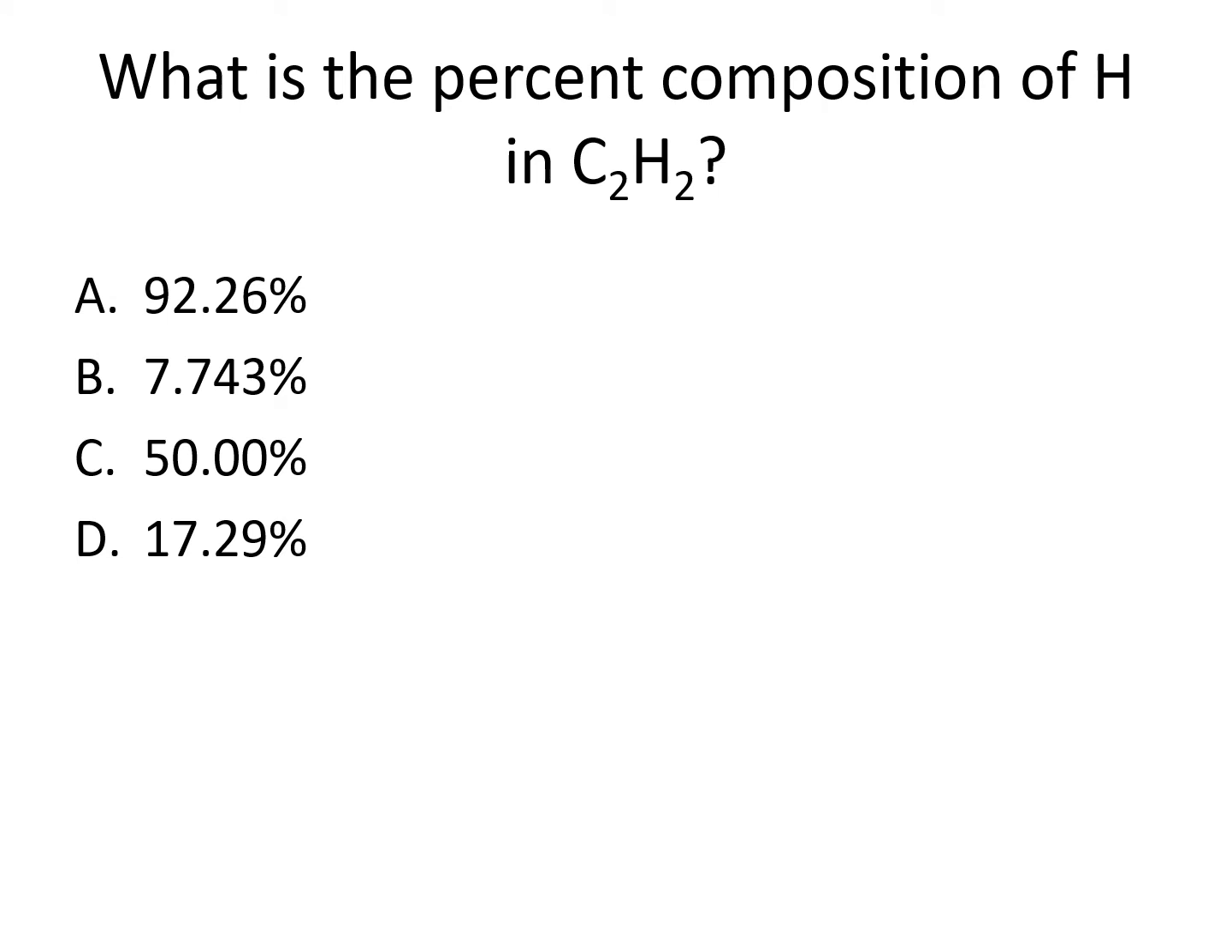What is the percent composition of hydrogen in C2H2? Is it A, 92.26%, B, 7.743%, C, 50.00%, or D, 17.29%?